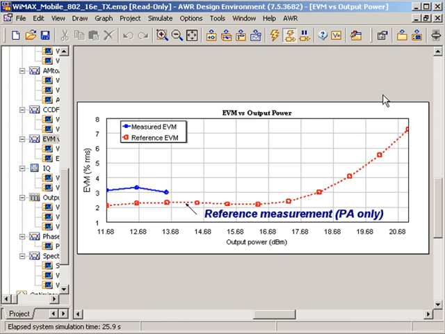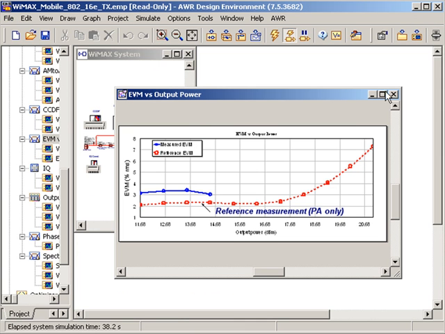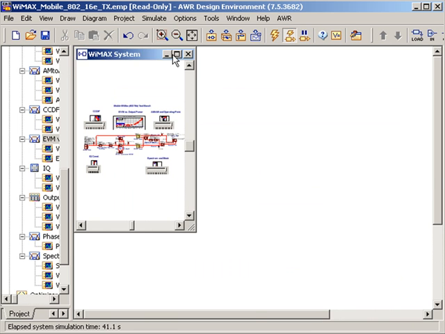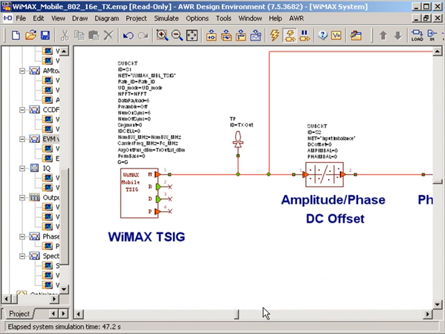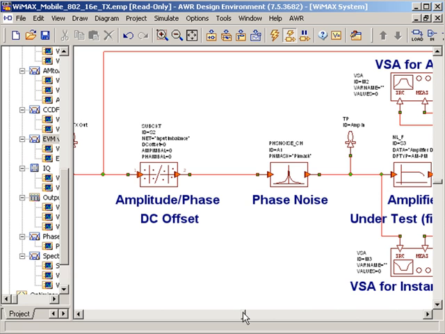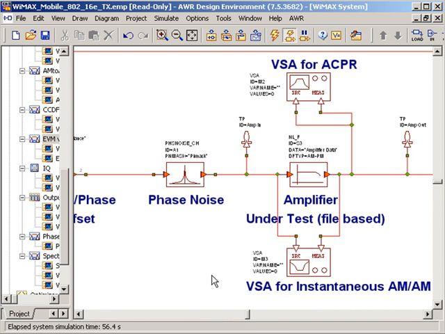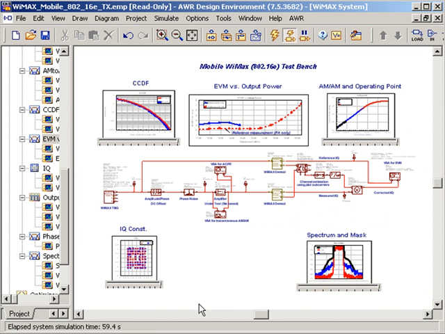The red line here in this graph was generated from a previous simulation, and it represents the EVM with just the power amplifier in the RF link. If we look at the actual system diagram, we can see our signal source. We're simulating amplitude and phase imbalance, as well as DC offset and phase noise. And right after the phase noise, there is our PA, and we're using a vector signal analyzer in the test bench to do the physical EVM measurement.